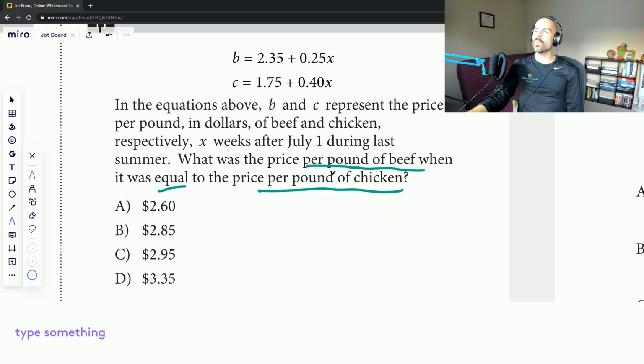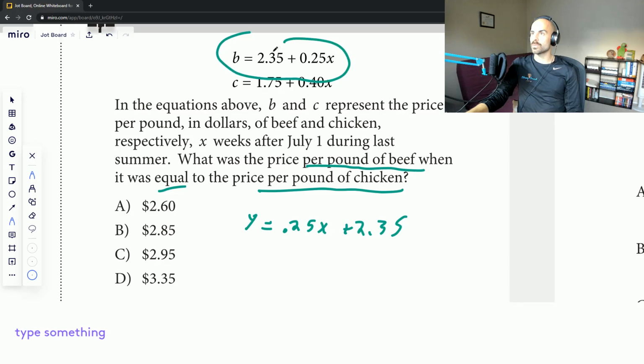And so when we're dealing with that, what we really realize is that if we were to rewrite these problems, what we really see is that this is y as linear, like slope-intercept form. Or actually, I'll take this even a step further. Y equals 0.25x plus 2.35. So I just rewrote this in slope-intercept form. Y equals mx plus b.